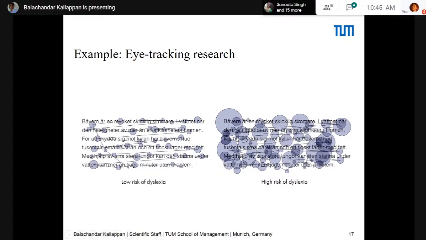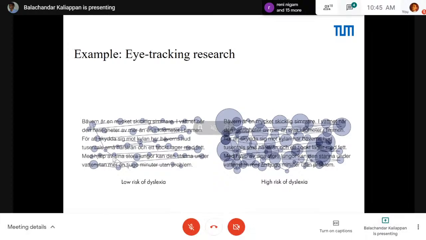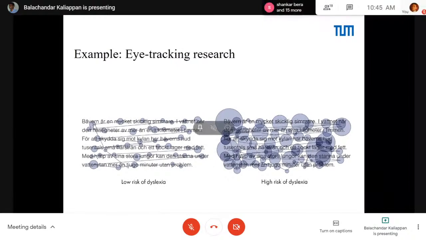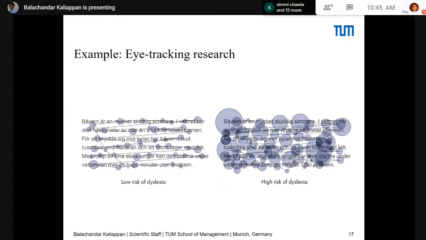This is the eye movement of a person who is at low risk of dyslexia. You can see he starts here, goes to the first line, and then fixes his eye here, and that's why there's a round which is enlarged. How long he fixes is measured by the size of the circle. If the circle is quite large, it means he spent a lot of time at that particular point.